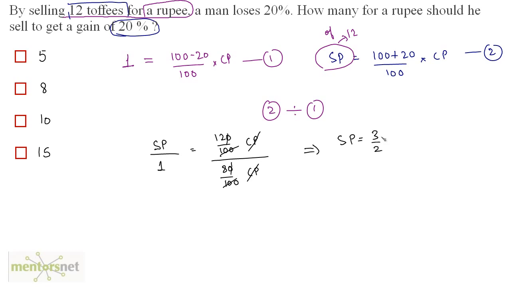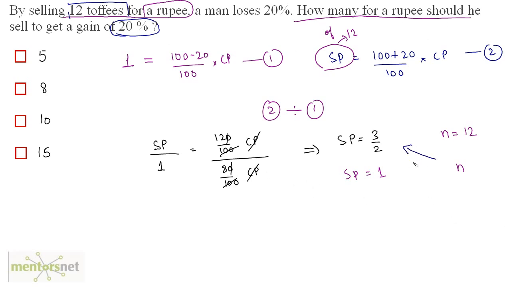So when the selling price is 3 by 2 rupees, the number of toffees is 12, and this is when we have a gain of 20%. So what should be the number of toffees when selling price is equal to 1? And that is what is asked. How many for a rupee should he sell to get a gain of 20%?